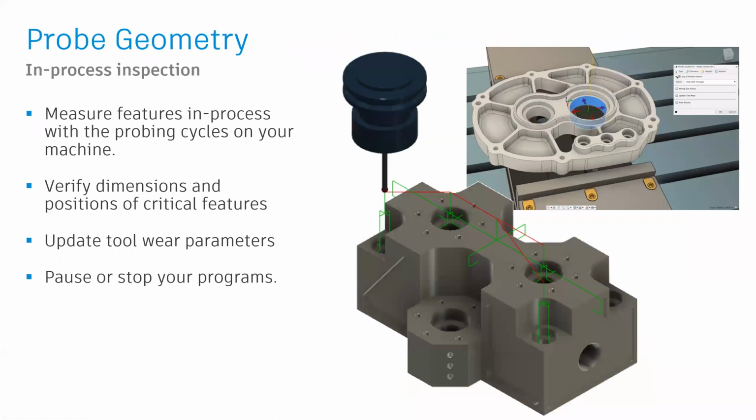Okay, what is the probe geometry? Like measuring the feature in the process with the probe cycles on your machines and verifying the dimension. This is called on-machine verification. Before unloading the job, it is possible to measure and verify your dimension on the critical feature before unloading your job, and update the tool wear parameter. Suppose any tool wear is there and your dimension is not being achieved, you can update your tool wear onto the controller.